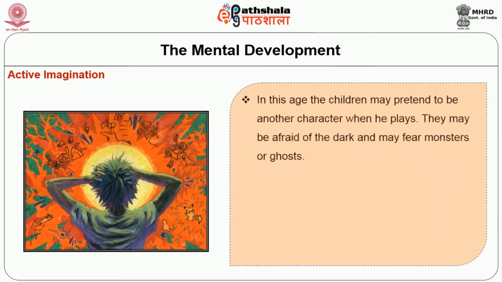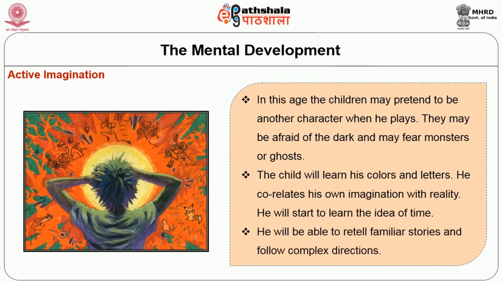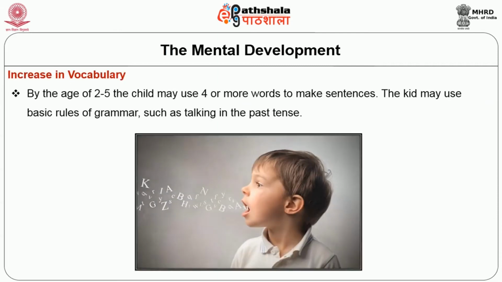And the mental development, how is it? The mental development includes active imagination and an increase in vocabulary. Active imagination: at this age, the children may pretend to be another character when they play. They may be afraid of the dark and may fear monsters and ghosts. The child will learn his colors and letters, and he correlates his own imagination with reality. He will start to learn the idea of time, and he will be able to recall or retell familiar stories and follow complex directions.